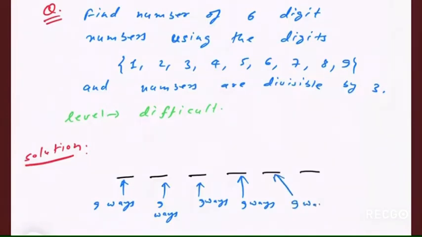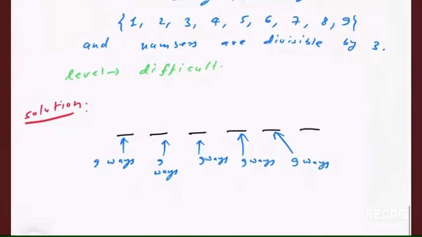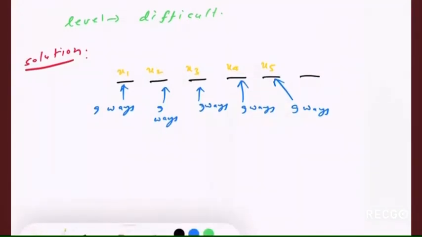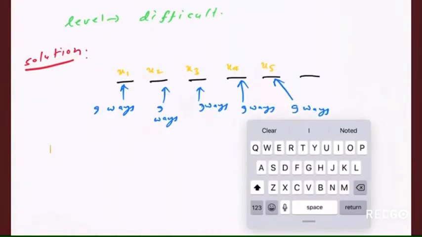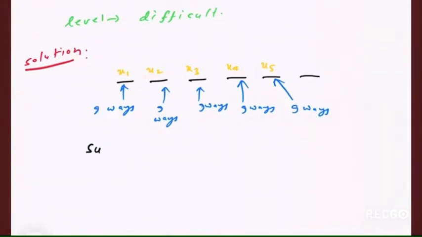Let's say I'm filling the first place on the extreme left side with the digit x1, the second with x2, the third with x3, next with x4, and next with x5. And I have left the last place. Let's first check the sum of digits x1, x2, x3, x4, and x5. So there are three possibilities.